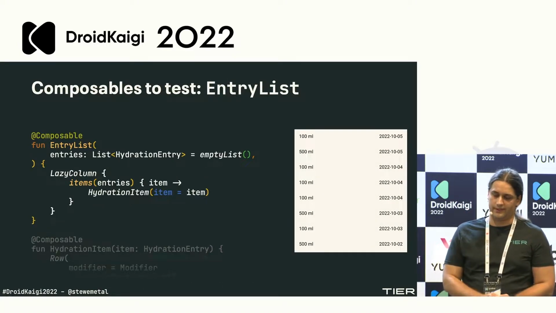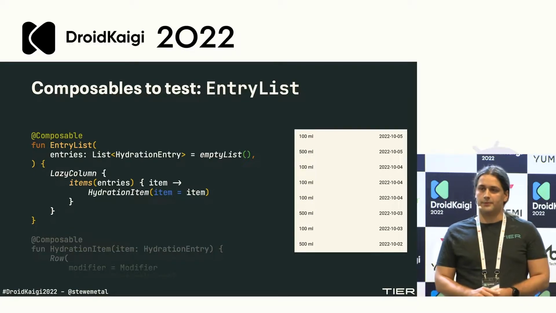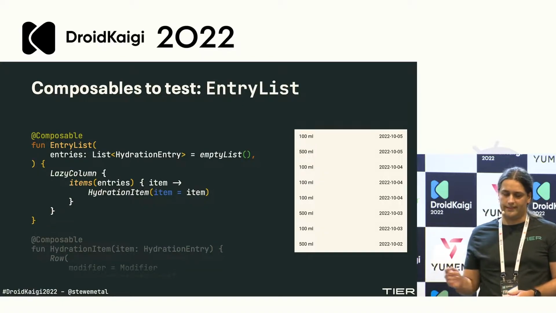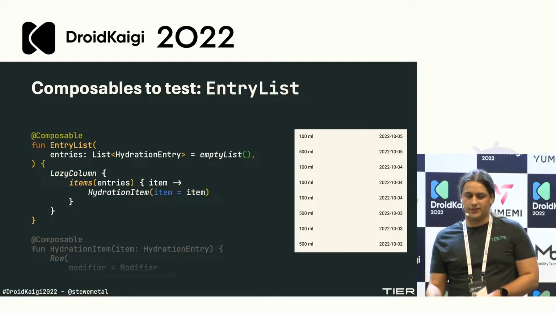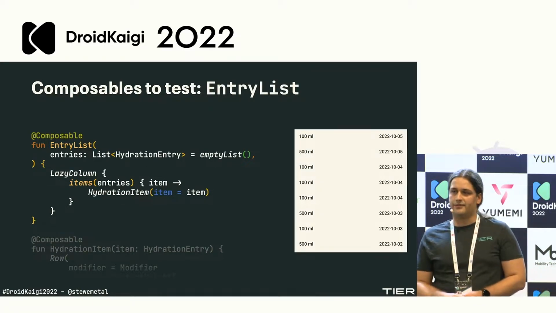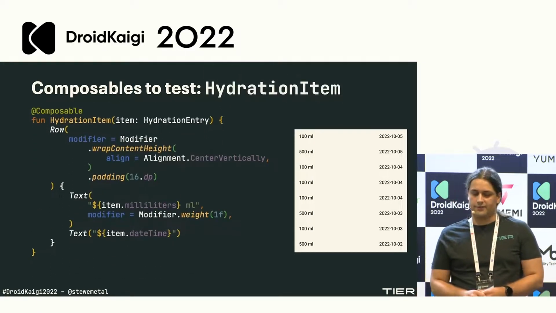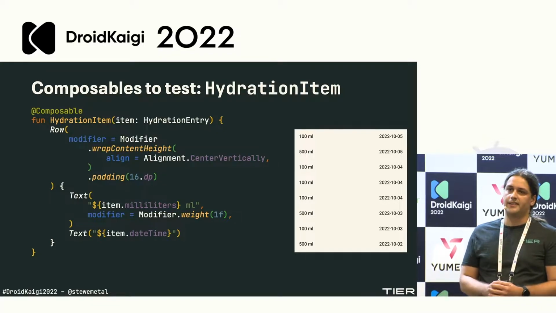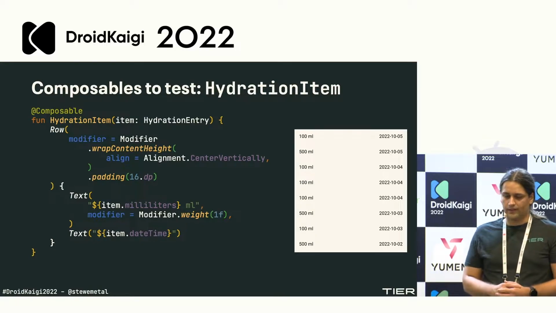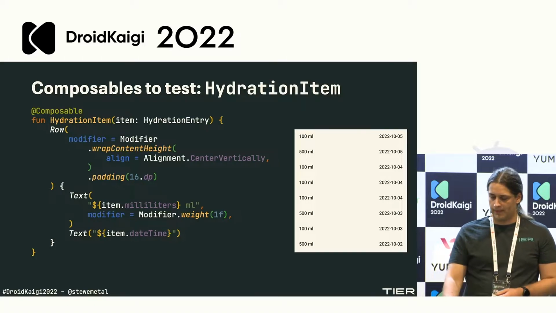So let's see what we will test in this short presentation. In the project, there is a composable called EntryList, which is just a wrapper around a LazyColumn. The sole purpose of this is just to display a list of hydration entries by creating hydration items from them and displaying them as a list. The other thing that we will be looking at is the HydrationItem itself, which is just a wrapper around a Row which displays two Texts, which actually displays a hydration entry.